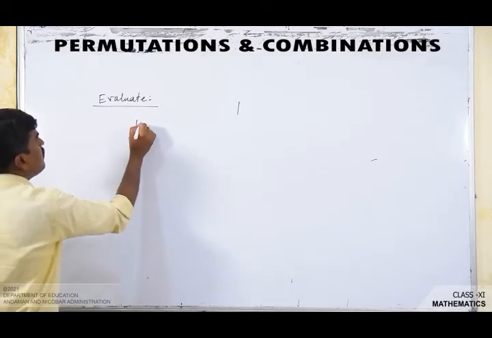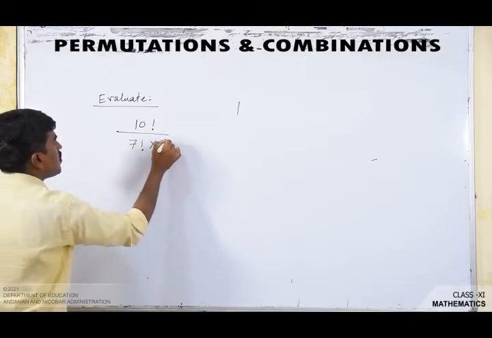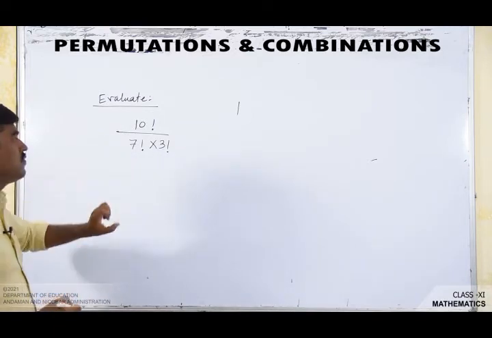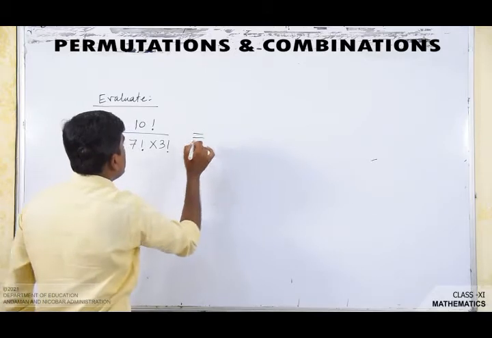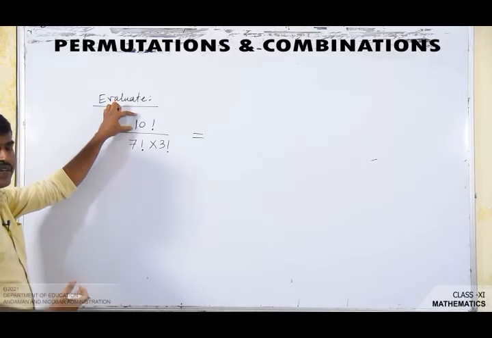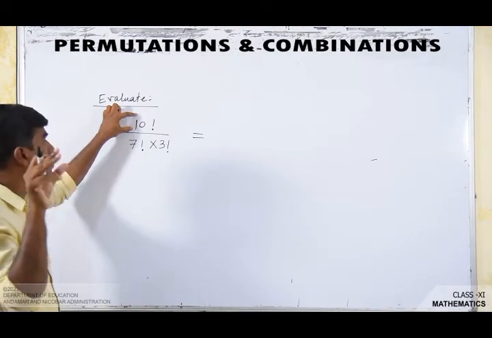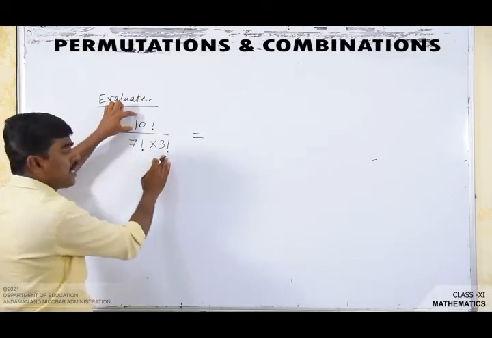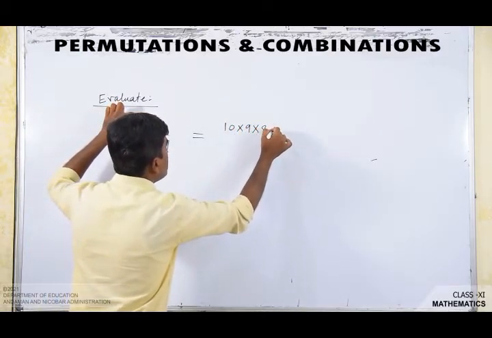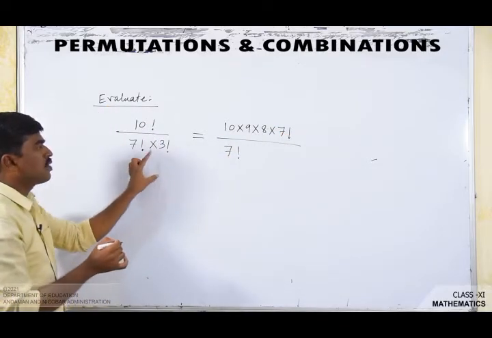Evaluate 10 factorial divided by 7 factorial into 3 factorial. Now we have to find the value of 10 factorial divided by 7 factorial into 3 factorial. Here 10 factorial is greater than 7 factorial. So if we write the value of 10 factorial, we will get 10 into 9 into 8 into 7, so we have to stop at 7. So it is 10 into 9 into 8 into 7 factorial divided by 7 factorial, the denominator is 7 factorial into 3 factorial.